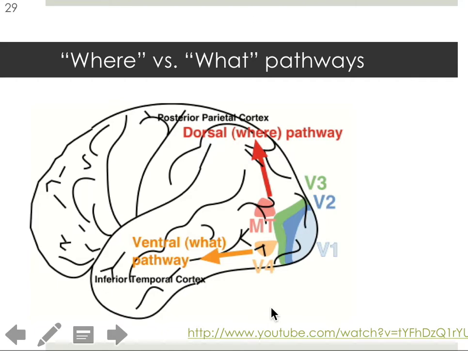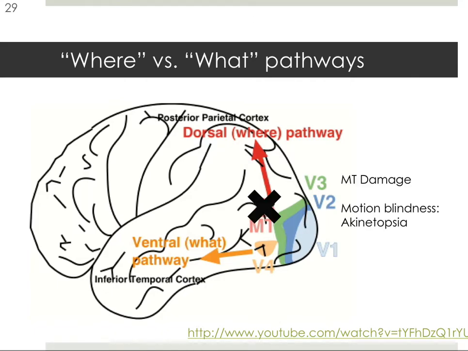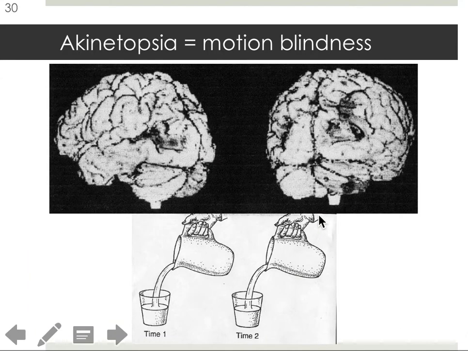And so this results in some interesting dissociations between different kinds of brain damage and different problems with visual processing. Right? So if you have damage in the area MT, which is part of your dorsal where pathway, which goes dorsally all the way to the parietal lobe, what you would experience is motion blindness, also known as akinetopsia. Right? So motion blindness. So this is one example of a lesion in the dorsal pathway through the area MT.